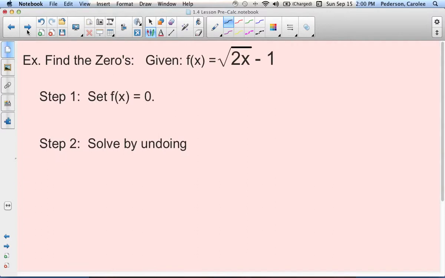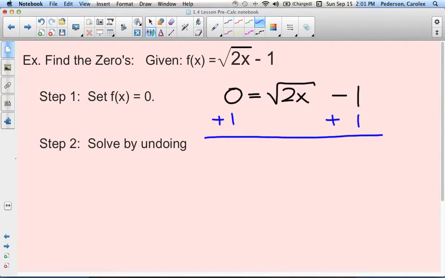Here's another example. Step 1 again is to set that function equal to 0. So 0 equals the square root of 2x minus 1. Now we solve this equation for x. What we have here is a radical, and what we can do is solve by undoing. So we're going to add 1 to both sides. So we get 1 on the left. On the right, square root of 2x, and then the minus 1 and plus 1 on the right will cancel out.